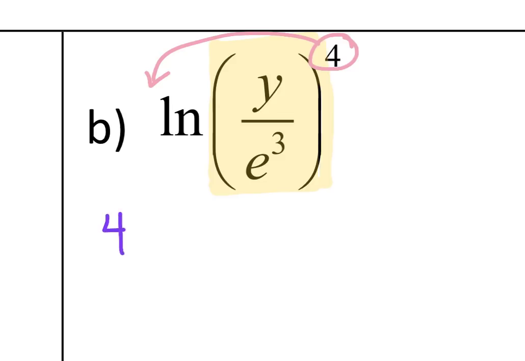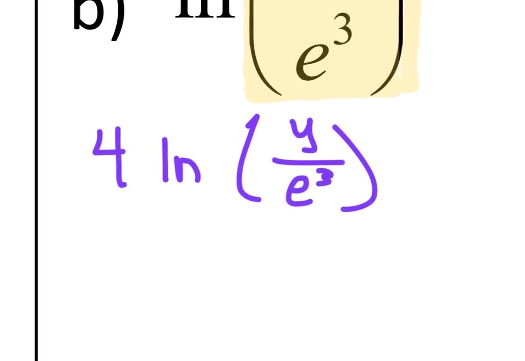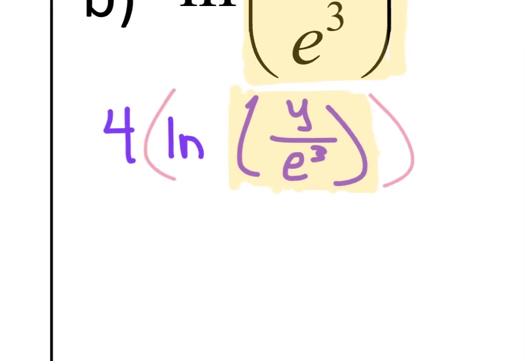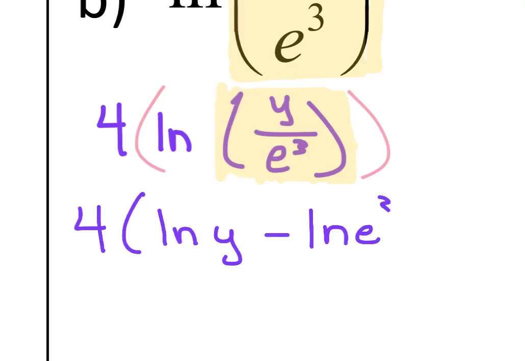So anyway, I'm going to rewrite this as 4 ln of that same division problem, y over e to the third. And then the next thing to note is that if the input or the argument for a logarithm is a division problem, you want to rewrite that as a subtraction. But really, keep in mind that this is 4 times that whole thing. And so when I write my next step, I'm going to write 4 times the subtraction problem, ln of y minus ln of e to the third power.